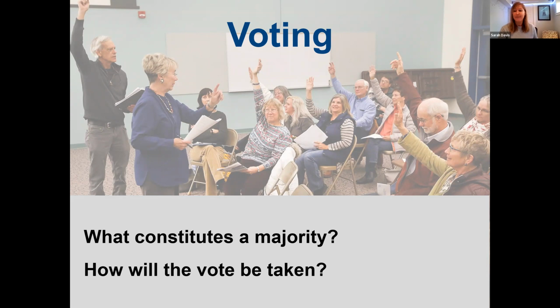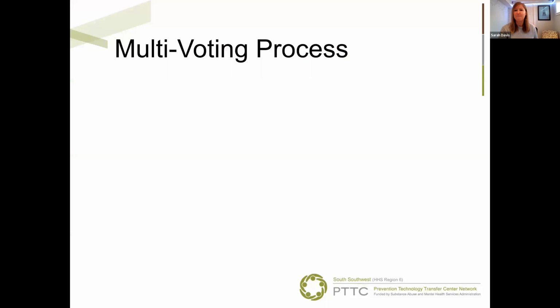Two common ways of defining a majority are a simple majority, which means 50% plus 1 of the members are in favor of a decision, and supermajority. A supermajority requires that a higher percentage of the coalition be in favor of a decision. Typically, the percentage is set somewhere between 2/3 and 75% of the coalition being in favor. Common voting processes include raising of hands or a confidential ballot or a survey.